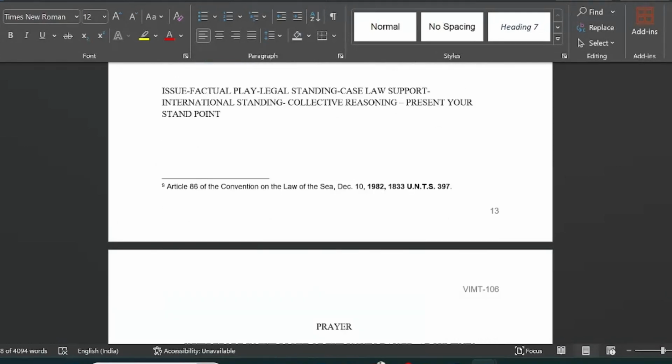यहाँ तक तो आप समझ गए होंगे. You can take a screenshot of this and refer to this while you're drafting. This is a mindset that you can always question yourself with. This also helps you while you're preparing for your oral arguments.